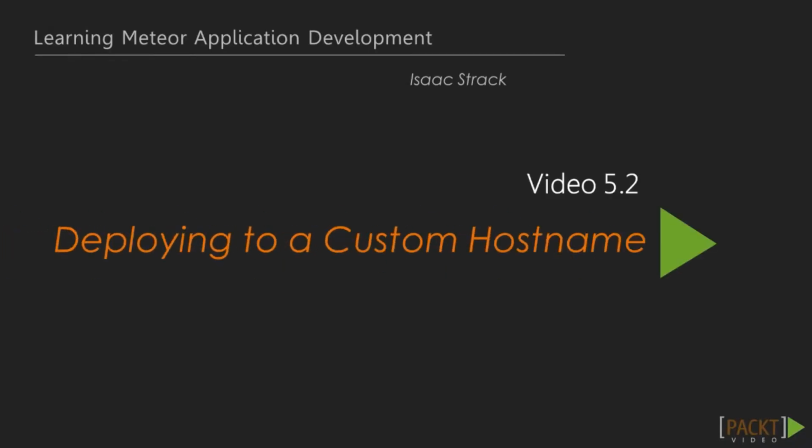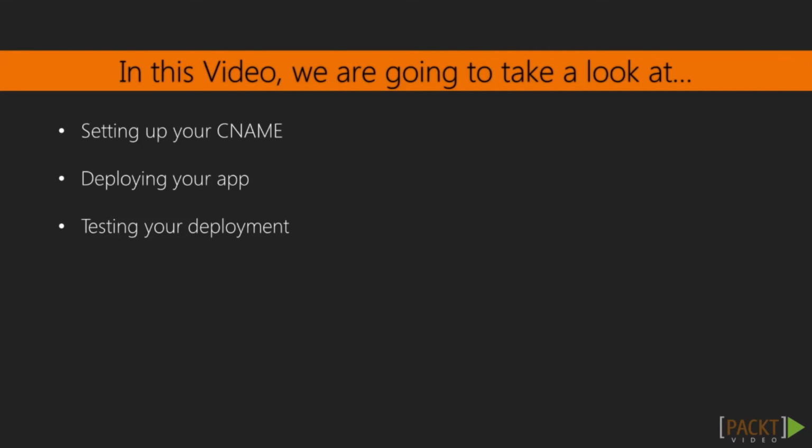Today we'll be going over the second video in section 5, deploying your application: deploying to a custom host name. Very similar to the process for deploying to meteor.com, we can deploy to our own domain using a CNAME redirect. We'll go over how to do that, and we will deploy the application to our newly created domain, and then we'll test that deployment using our newly created custom host name.